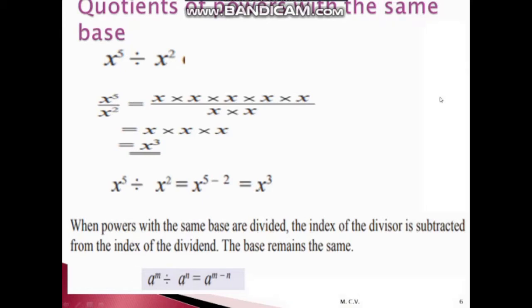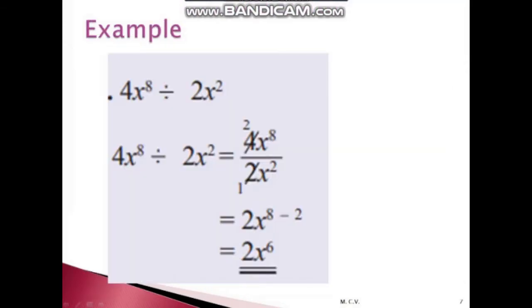Let's see this example. 4 to the power 8 divided by 2 to the power 2. Write as a fraction. 2 can be simplified with 4. Then 2 remains. 8 minus 2. Subtract the indices because this is a division. 8 minus 2, 6.